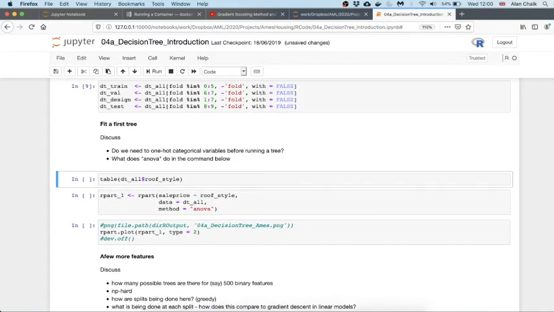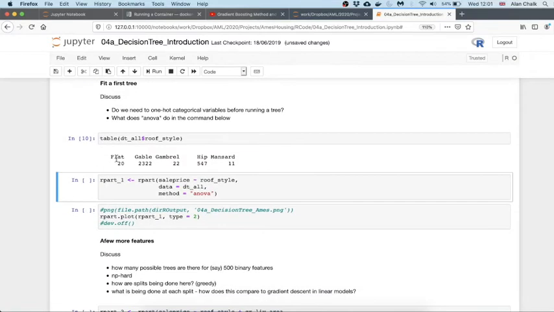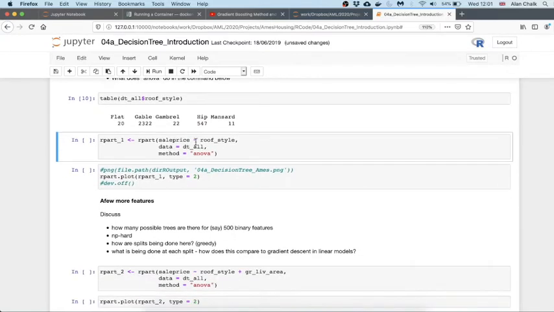Do we need to one-hot encode categorical variables before running a tree? Well, we're not going to, and let's see what happens. You can see the 5 different roof types, and here we will build our first tree where sale price is only allowed to depend on roof style. The tree will have to decide if the loss function is going to be improved by splitting on roof style. If it will, it'll have to decide how to split on roof style, what goes to the left and what goes to the right. It's only going to make a binary split.